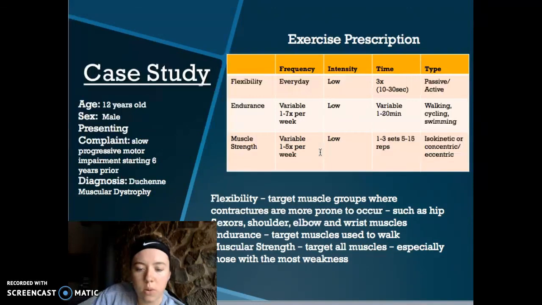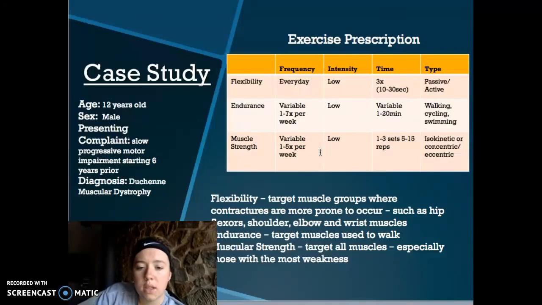Next is endurance. Each of these things is variable for DMD because it depends on the progression of the disease and where each patient is at. So for this child, I gave him the variability of going 1 to 7 days per week, low intensity, 1 to 20 minutes, depending on how he's feeling that day. And he can do any type of endurance: walking, cycling, swimming, anything that's going to be low intensity for him.